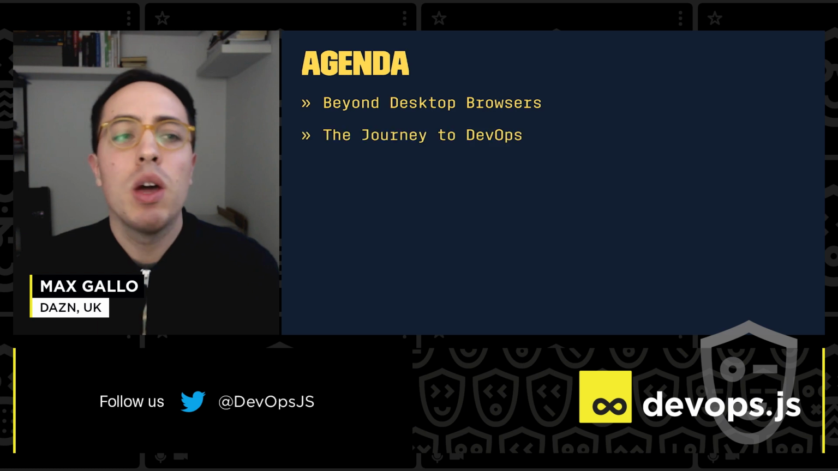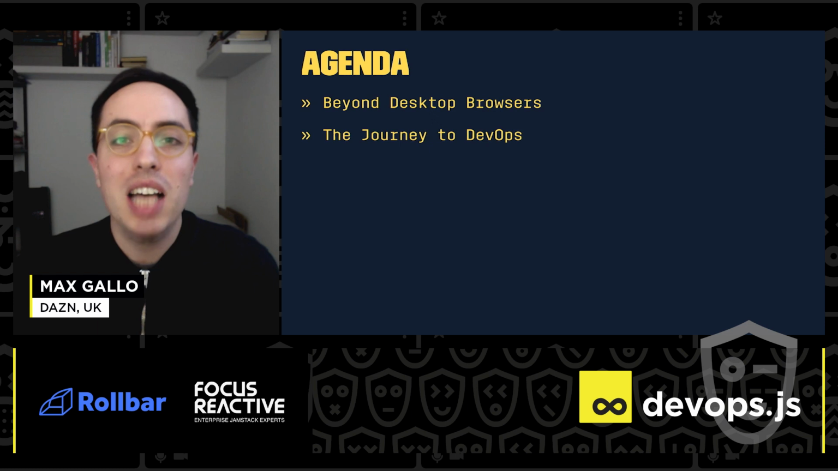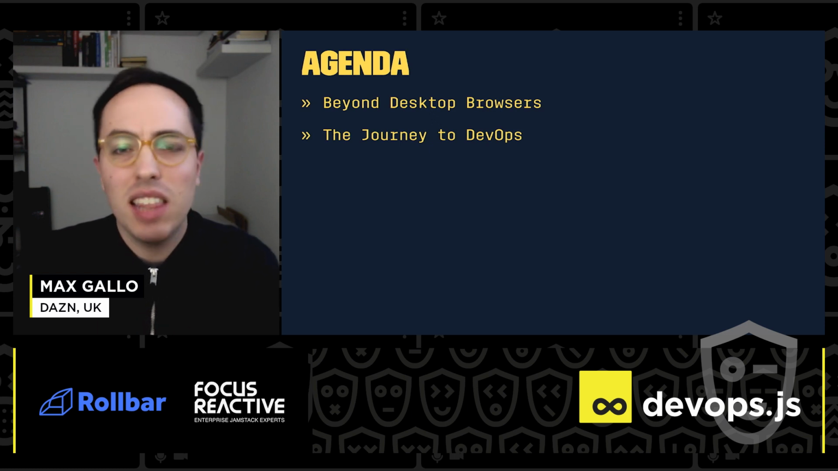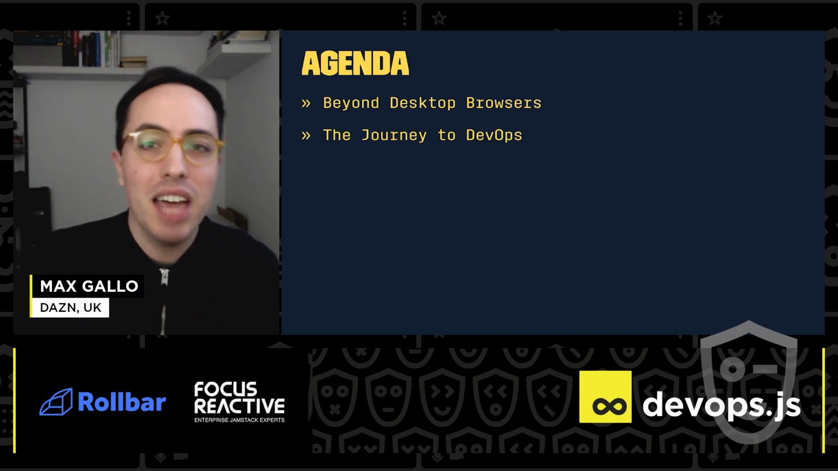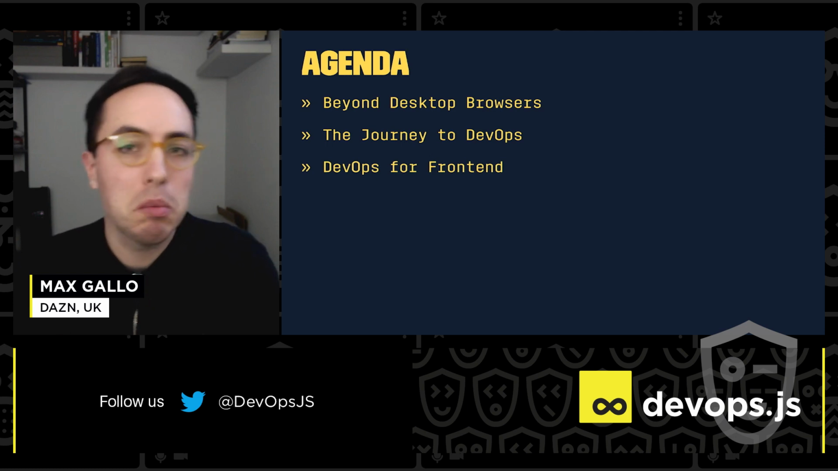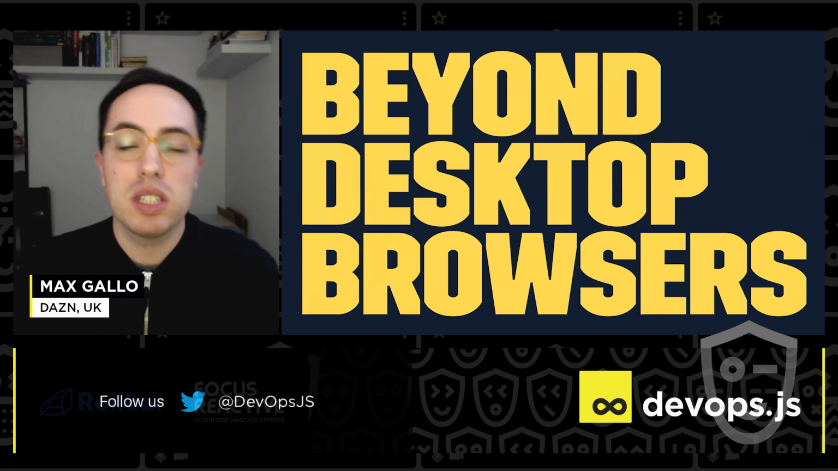After we've done that, we will tackle the journey to DevOps. So how did we arrive at the DevOps as we know today? And which are the features that we can steal, that we can borrow from the backend DevOps to the front end? And at the end, we're going to see how those features are actually applying, if they are applying for the front end. But let's start with beyond desktop browsers.